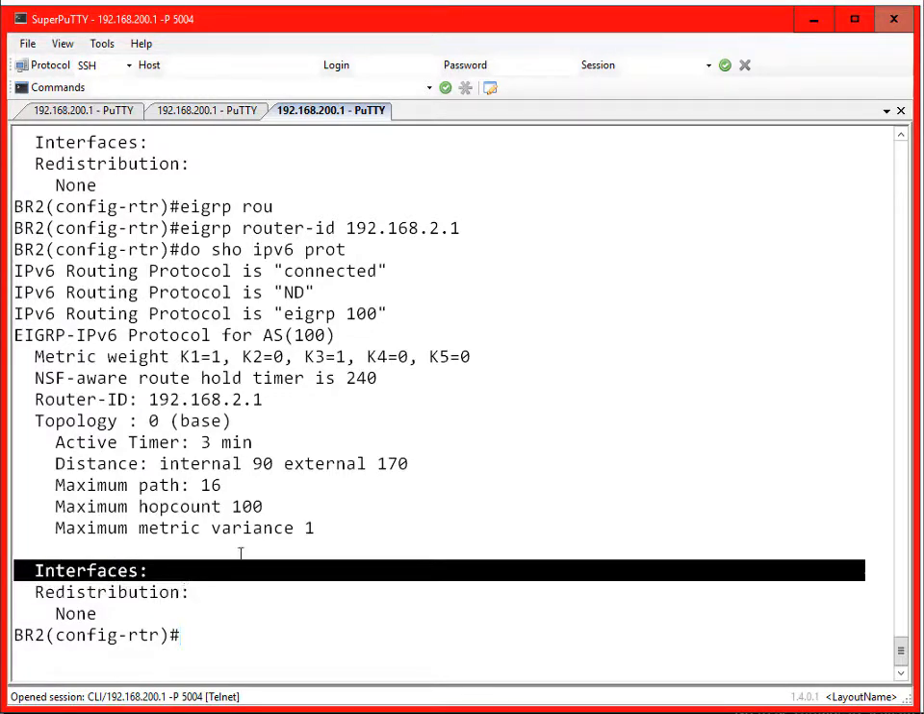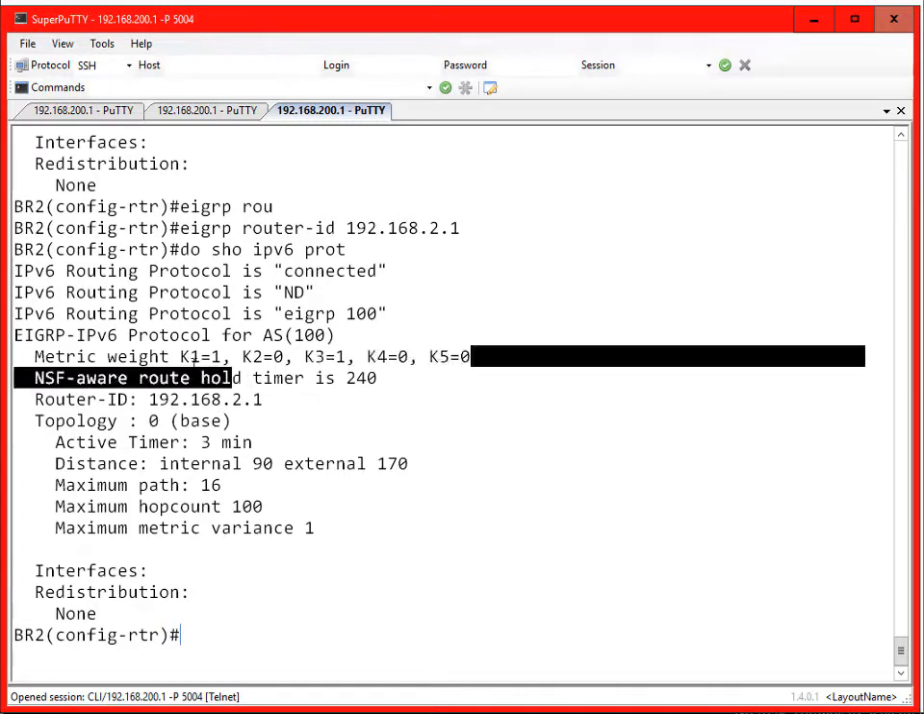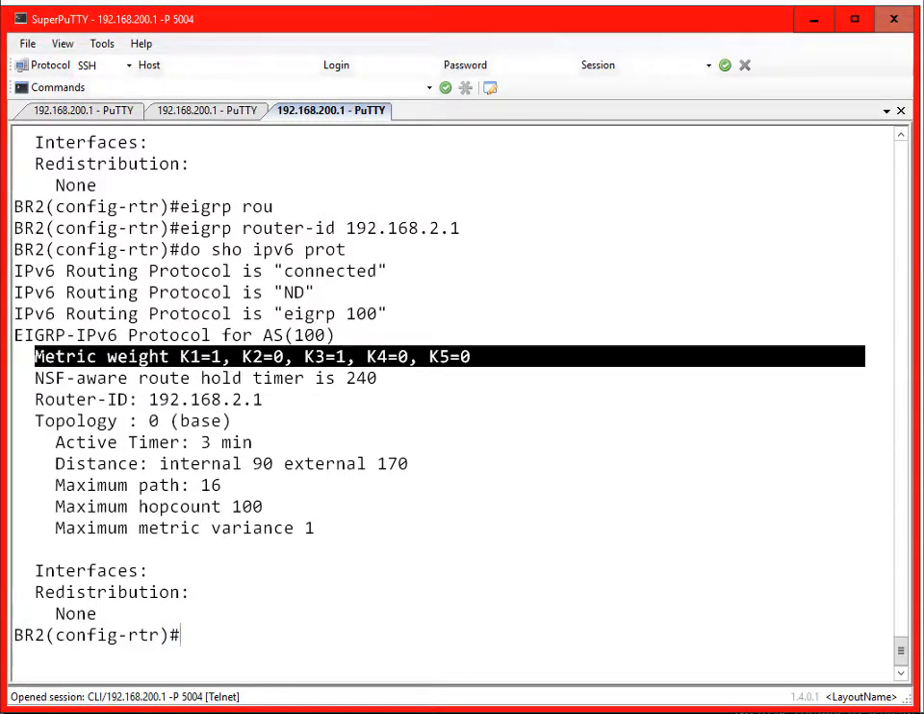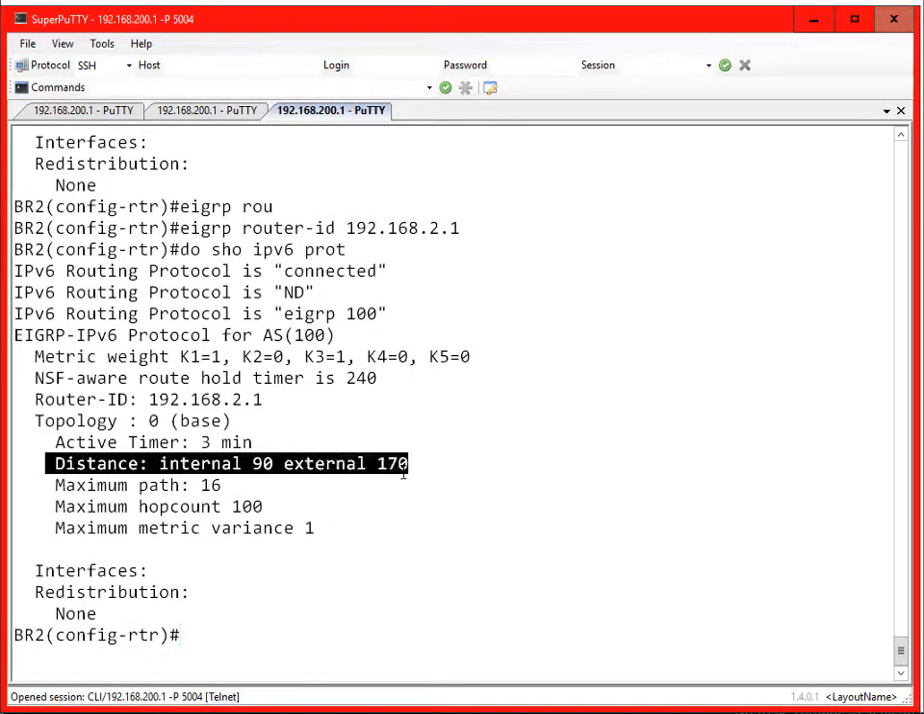We see that the protocol has been enabled. We can see that the K values are what we expect to see: K1 and K3 are 1, K2, K4, and K5 are 0. Metric calculations are exactly the same, bandwidth and delay, where bandwidth is 10 to the power of 7 divided by the worst bandwidth along the path in kilobits per second times 256, and the delay is the sum of the delays in tens of microseconds, or in microseconds divided by 10, times 256. So it's the same calculation. We can also see that the administrative distance for IPv6 is the same. Internal is 90, external is 170.